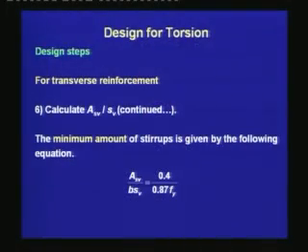We have to satisfy the minimum amount of transverse reinforcement. The minimum amount of stirrups is given by the following equation: ASV divided by B times SV is equal to 0.4 divided by 0.87 Fy. Again, we need a minimum transverse reinforcement so as to check a sudden failure due to the shear which is generated by flexure and torsion.